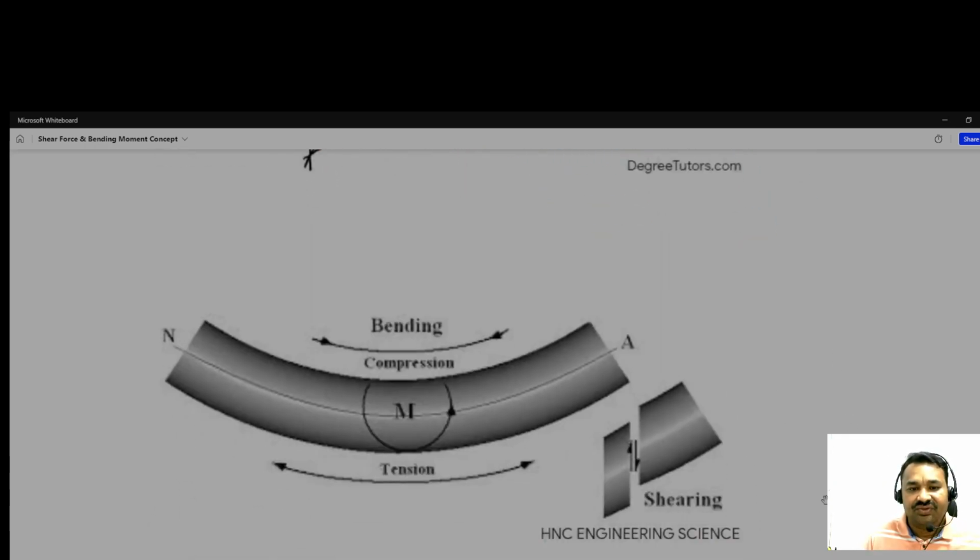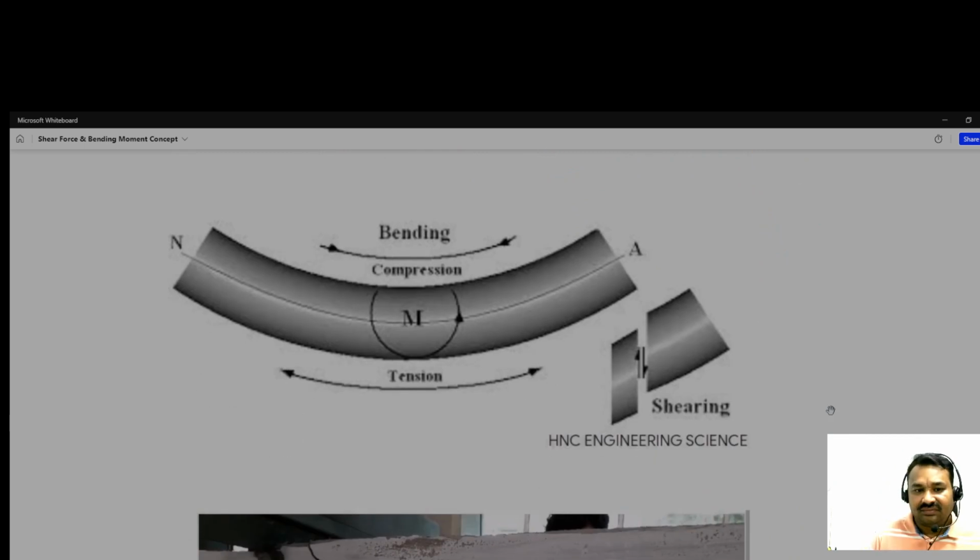Okay, what about bending? A beam can be deformed either by the shear force or the bending moment. And why are we studying this? Ultimately we want to know how strong our structure is, how durable it is, how long it can last, how much load it can bear. We are doing that analysis, and in that analysis we are going to do shear force and bending moment.